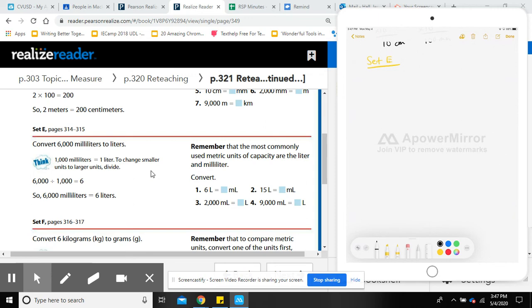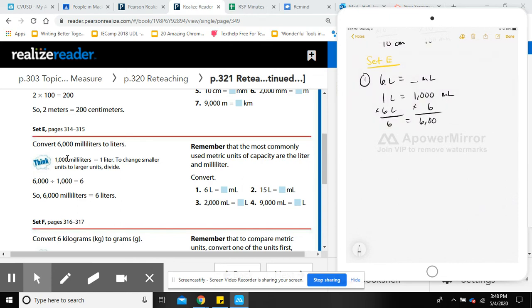Okay, so let's start with number 1. 6 liters is equal to how many milliliters? So over here we have our little chart. 1,000 milliliters is equal to 1 liter. So 1 liter is equal to 1,000 milliliters. And we need to get to 6 liters. So we multiply it by 6. What we do to one side, we have to do the other side. So we end up with 6,000 milliliters. So that is our answer. 6 liters is equal to 6,000 milliliters.